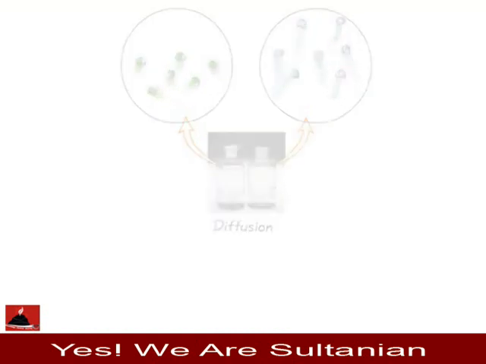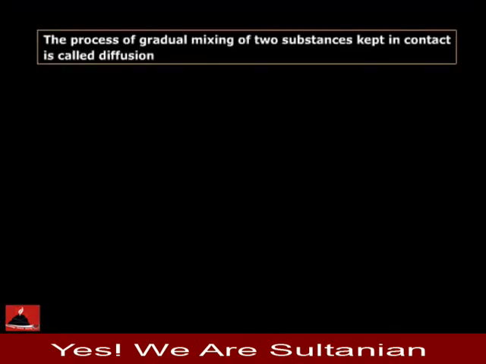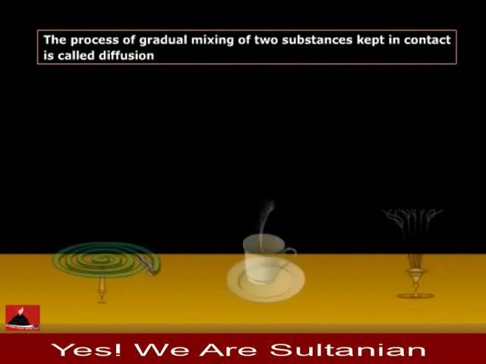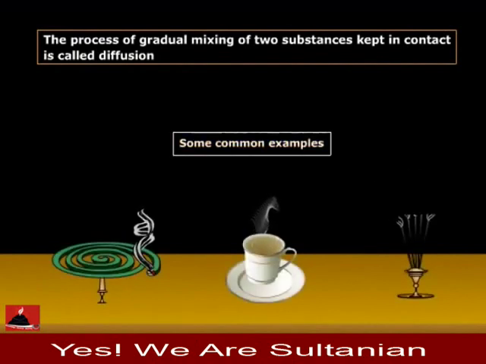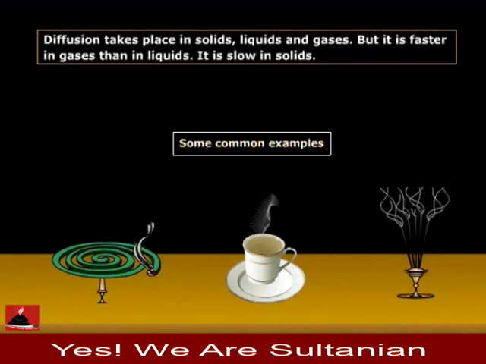Diffusion. The process of gradual mixing of two substances kept in contact is called diffusion. Whenever diffusion takes place, molecules of one substance penetrate through the spaces between the molecules of the other substance to equalize the concentration of molecules in the two substances.